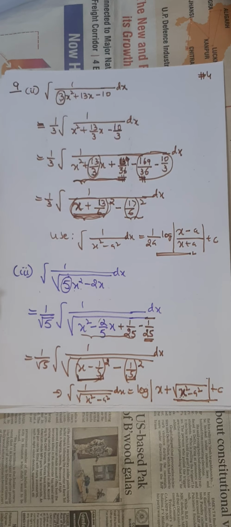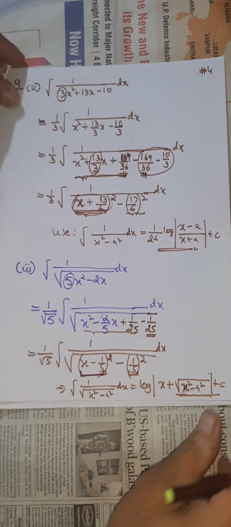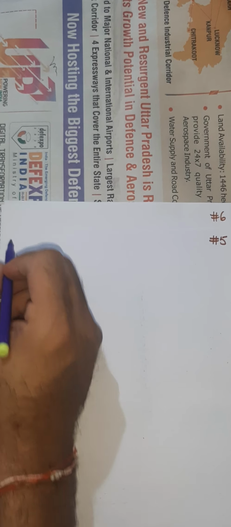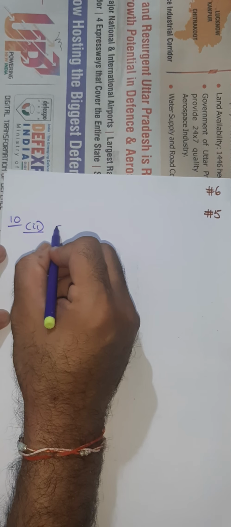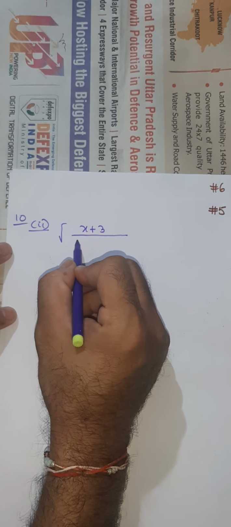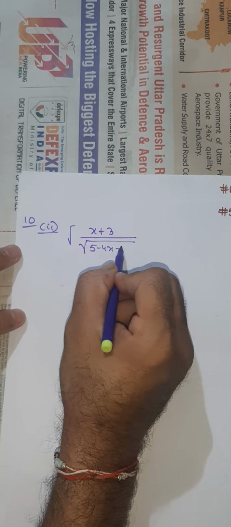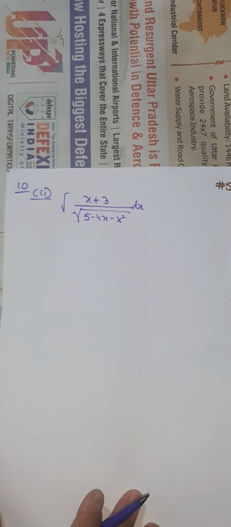Okay. Next, I'll go to example number 10. Both are linear upon quadratic only. So there I'll just explain the beginning. You know how to solve such questions. Just look at example number 10. I'll just do the second one, just to remind you. I'll just do the beginning part. x plus 3 upon 5 minus 4x minus x squared. This is a very standard type of question, linear upon quadratic.